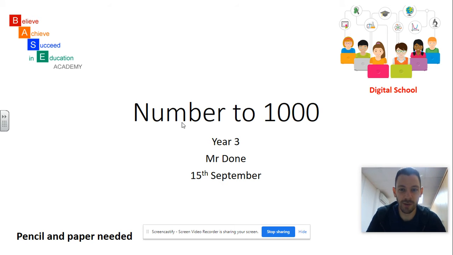Hello, so today we're going to be looking at numbers to 1000. It's a year 3 objective, and it'd be really useful to have a pencil and some paper to help with your annotations. There's also a support and extend exercise with Oak Academy after this. We've got an LBQ code, and you'll also have a worksheet that you can do on screen or print off.